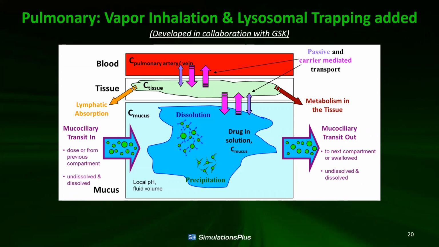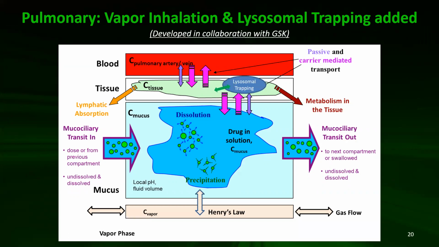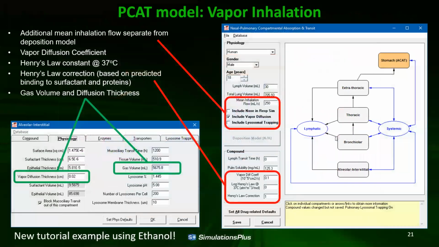Moving on to the nasal pulmonary compartmental absorption and transit model, the PCAT module, which has been in GastroPlus for a fair number of years now and was developed in collaboration with GSK, but just recently we've included two enhancements. One is the lysosomal trapping, and the other one is the addition of a vapor inhalation model. We'll start off with the vapor inhalation model.